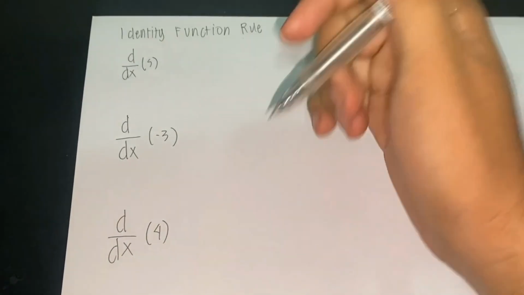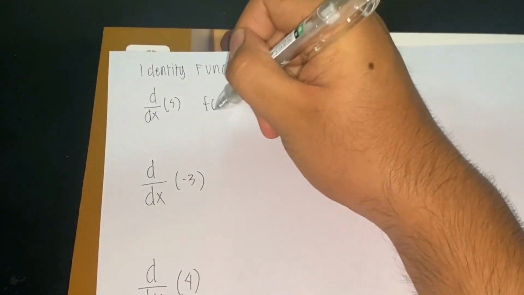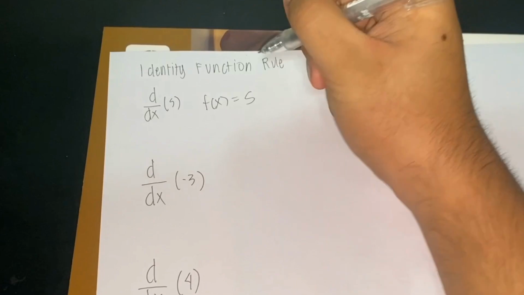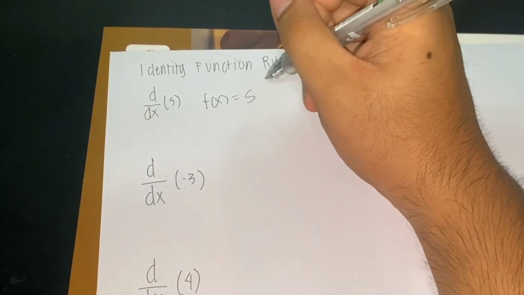For example, d over dx of 5x. So, we must find f of x. So, f of x is equal to 5x. Since according to the identity function rule, where the output is the same as the input, the given coefficient is also the answer.